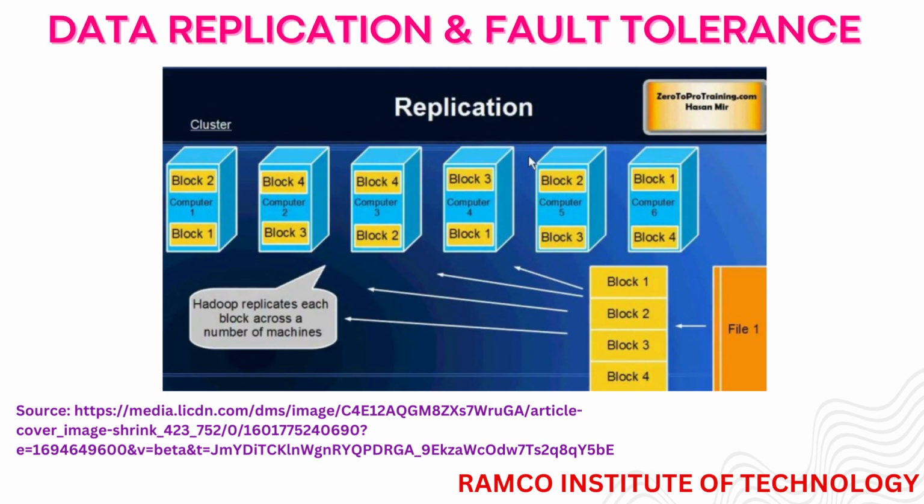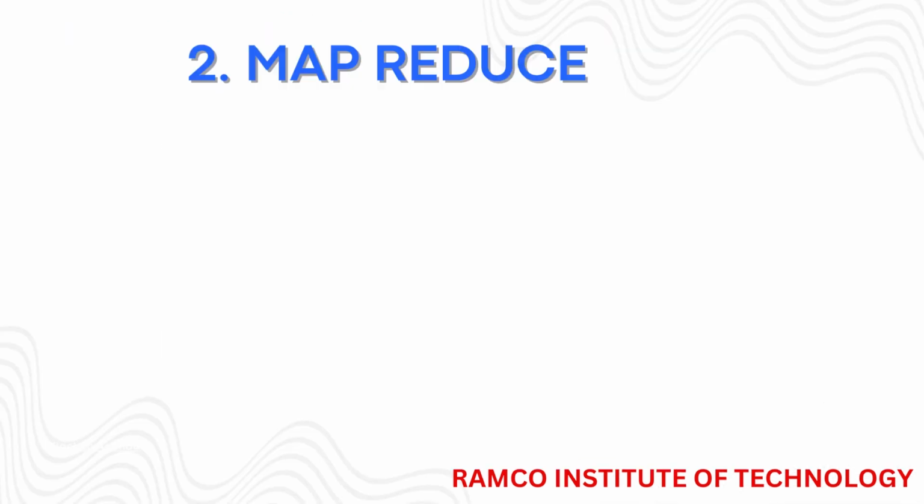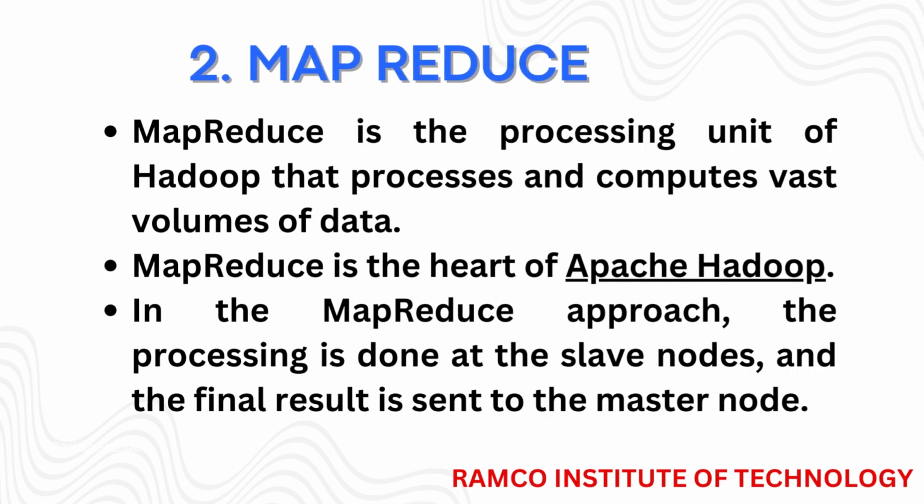So, data replication enables highly efficient parallel processing. So, that's all about the HDFS component. After storing the data successfully, it needs to be processed. So, the next component, MapReduce, comes into existence.